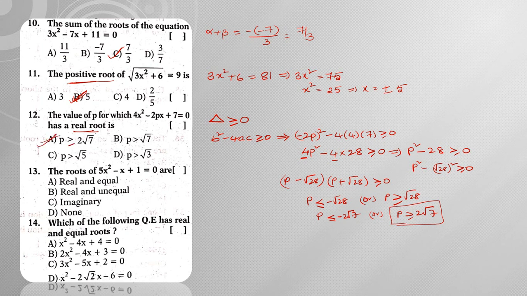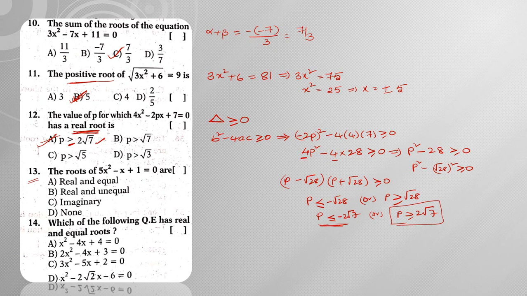Here equal to also should be there because he is talking about real roots. So it can be equal or it can be distinct, so there are two possibilities. So you can consider p greater than or equal to 2 root 7. If this option is given, you can consider this option also, right?